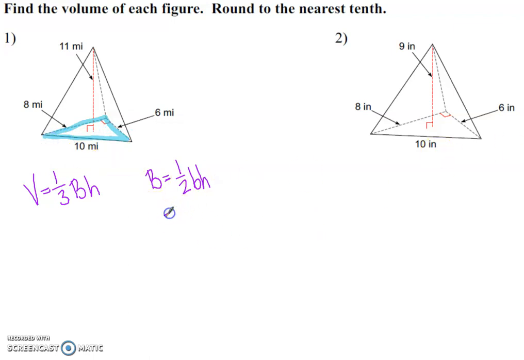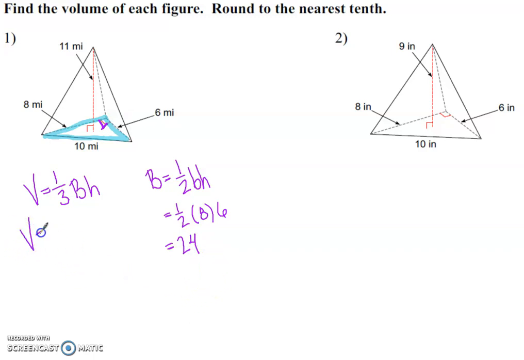Now again, perhaps the most difficult part is figuring out which one is the base and which one's the height. Don't be tempted to put this 10 in for base and height because they do not meet at right angles. They have to meet at right angles. So the base is 8 and the height is 6. Half of 8 is 4, and 4 times 6 is 24.